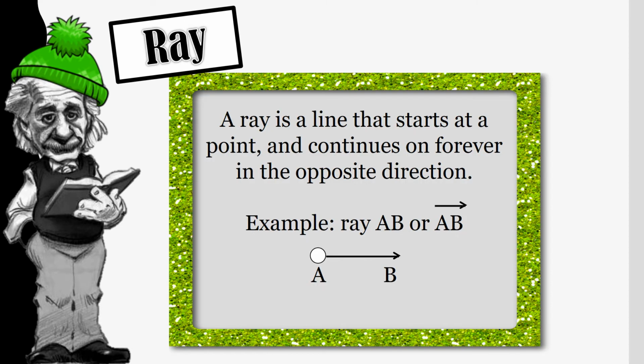A ray. A ray is a line that starts at one point and continues on forever in the opposite direction. Take a look here at ray AB. Notice that it starts at point A, but then look here. There's an arrow on this side. That's because it continues forever in this direction at point B. It does not stop. At point A it starts, but it continues going from point B on.